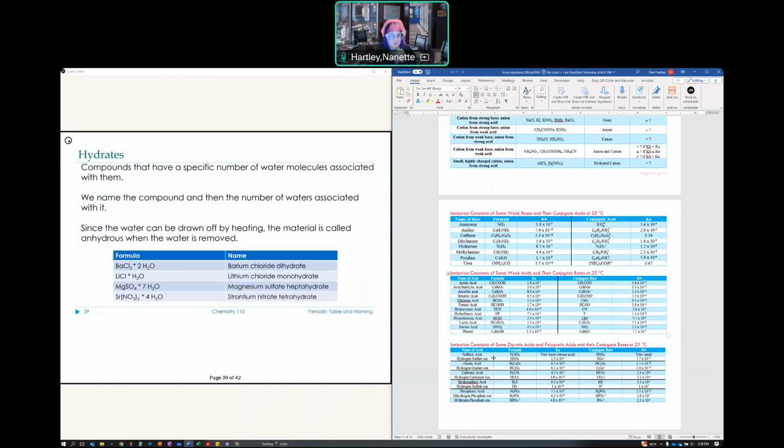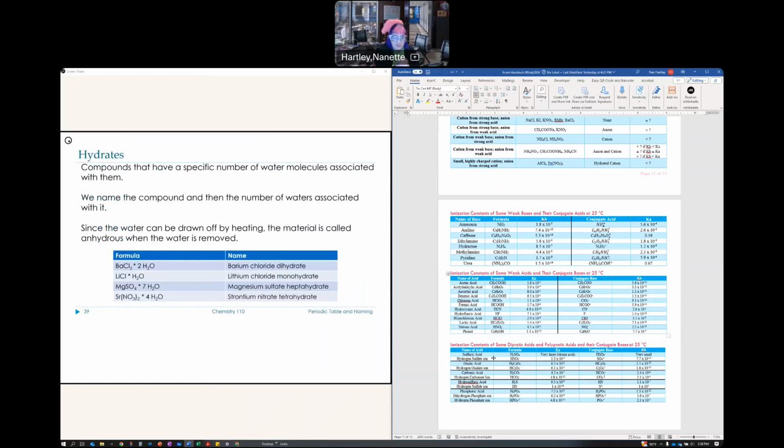Let's talk about our hydrates. And again, only a few of them that we need to talk about. These are compounds that have a specific number of water molecules associated with them. We name the compound and then the number of waters. Water can be drawn off by heating. The material is called anhydrous if we take the water off of it.